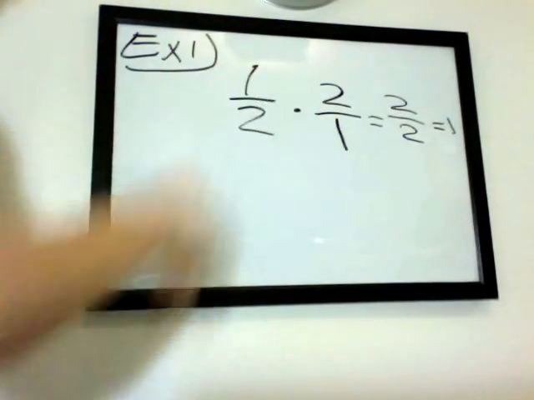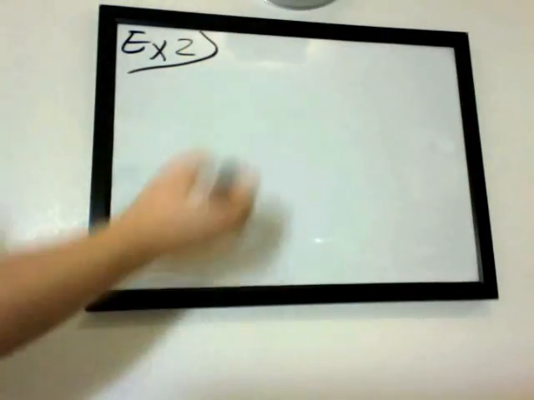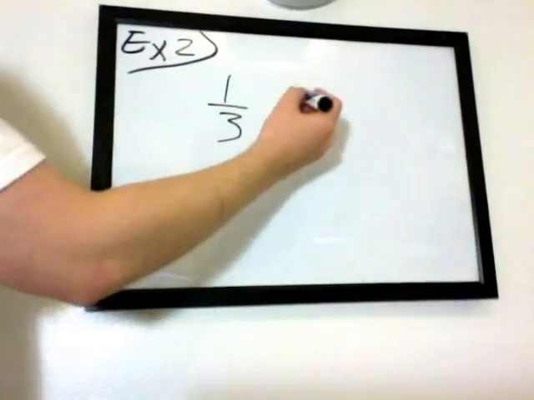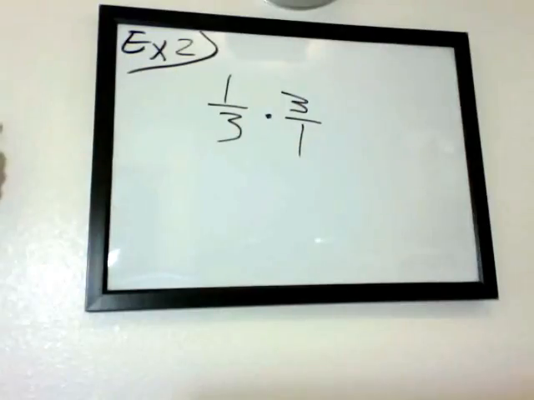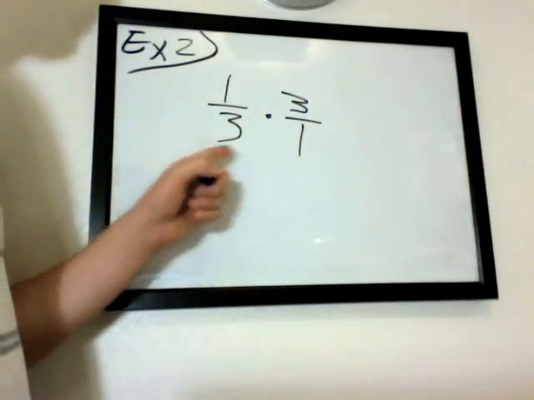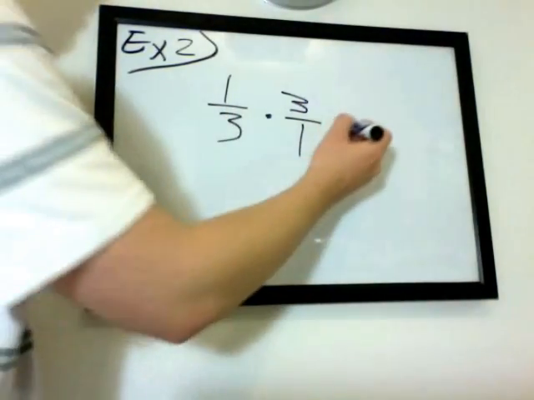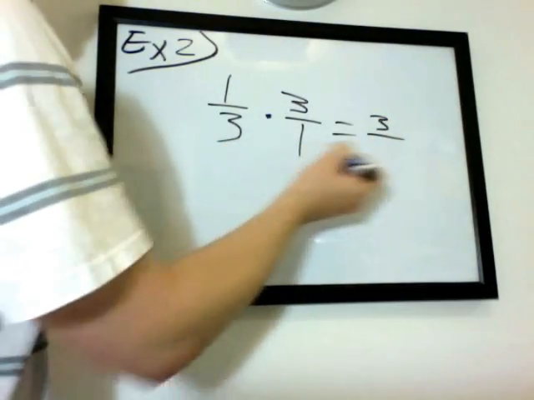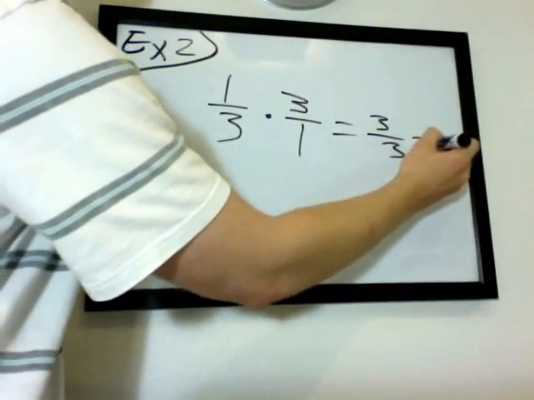You just flip the fraction. Example 2, what is the reciprocal of 1/3? Once again, you just flip the fraction, 3 over 1, and just to check to see if it's the reciprocal, this answer should equal 1. 3 times 1, 3. This equals 1.